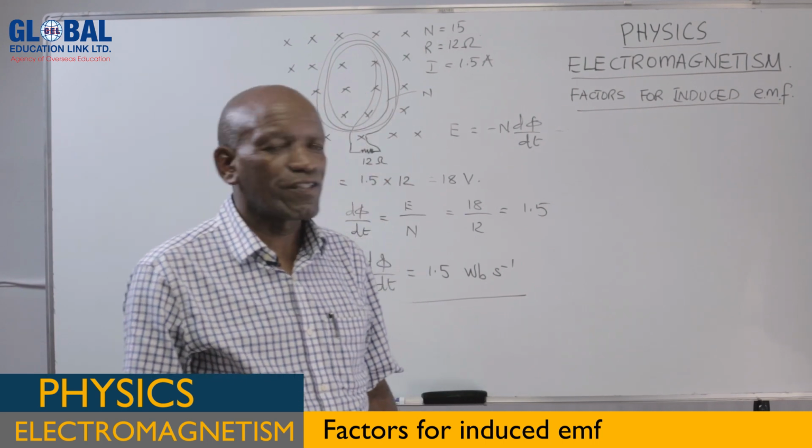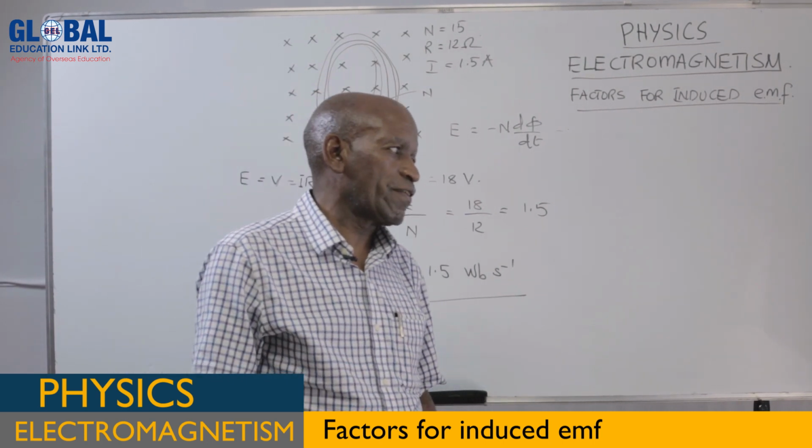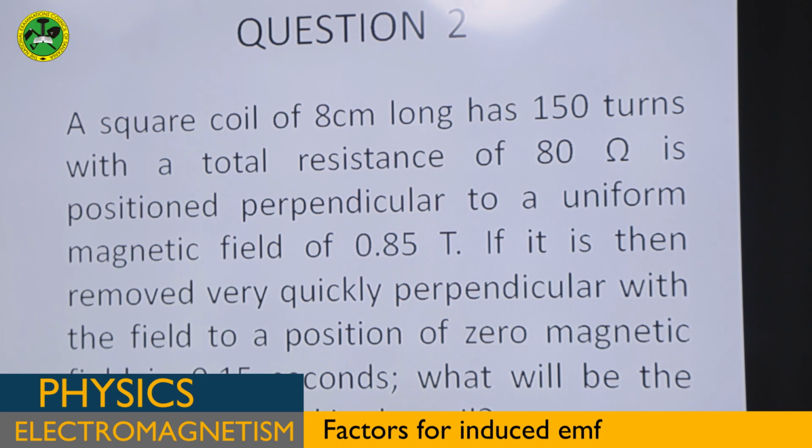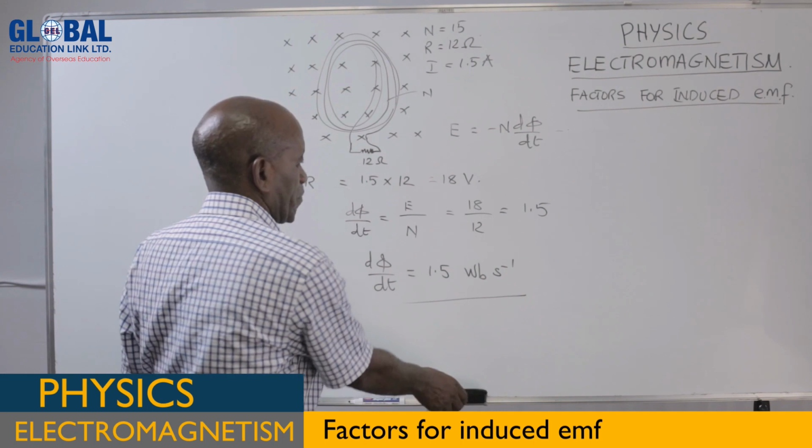Okay, students, let's go to the second question. The second question goes like this. A square coil of 8 centimeters long has 150 turns with a total resistance of 8 ohms. It is positioned perpendicular to a uniform magnetic field of 0.8 Tesla. If it is then removed very quickly perpendicular with the field to a position of 0 magnetic field in 0.15 seconds, what will be the energy dissipated in the coil? So that is the question.